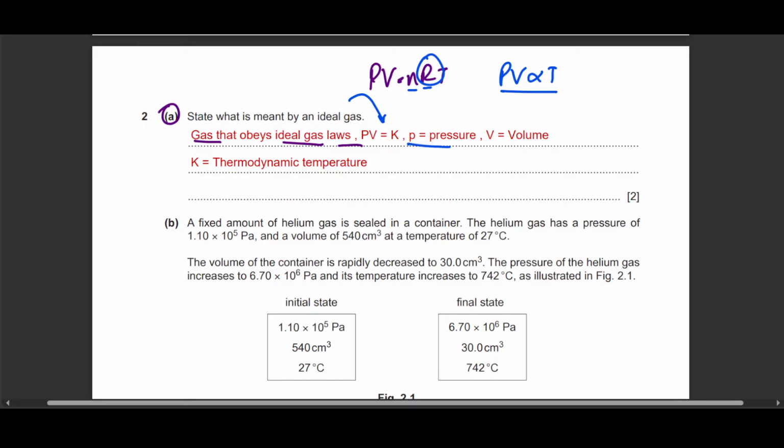So P, of course, write this down in English. P is pressure, V is volume, and K. Do not write down K as only temperature. Please write down thermodynamic temperature, because the thermodynamic temperature scale is in Kelvin, right? So the examiner does not know what temperature you're talking about unless you say it's thermodynamic temperature.